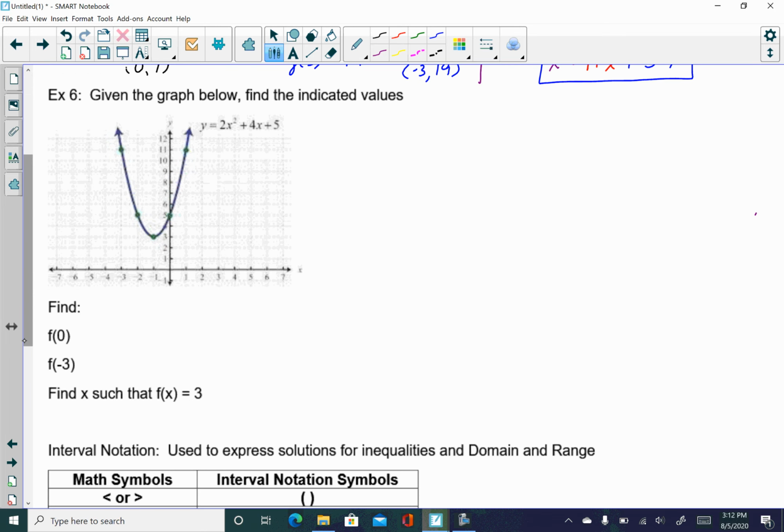All right, let's move on down to example 6. It says, given the graph below, they want us to find the indicated values. So here's our graph. It's y equals 2x squared plus 4x plus 5. They want us to find f of 0.